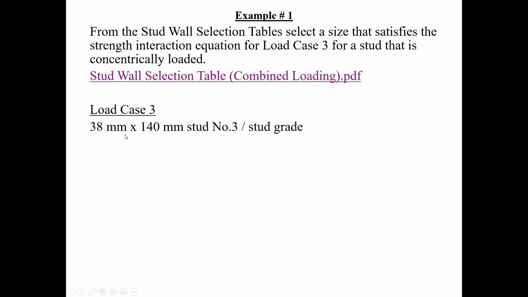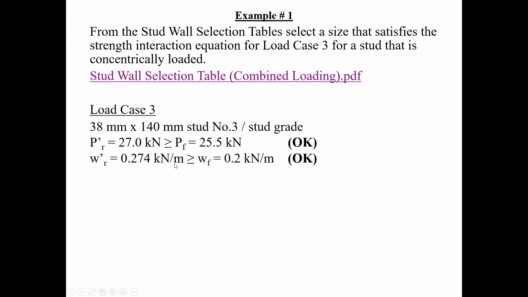So basically for combination number 3, if I take a 38 by 140 stud, I have a PR value of 27, great, which is greater than my 25.5. Now I go right across to the column next to it and I get a WR value of 0.27, which is greater than my 0.2. That means that my moment will be totally satisfied for combination number 3. Is anybody lost? Now's the time to ask me.